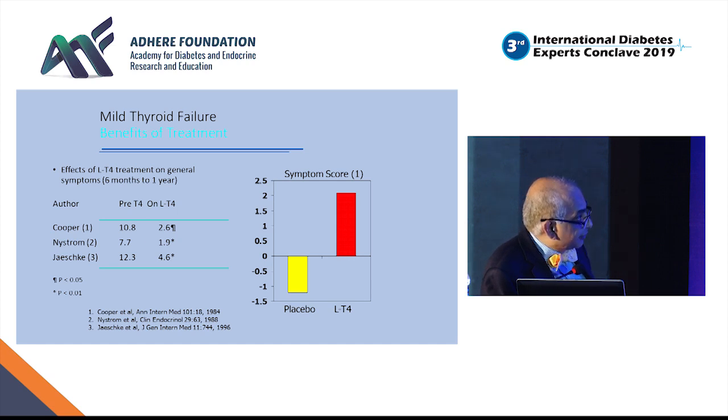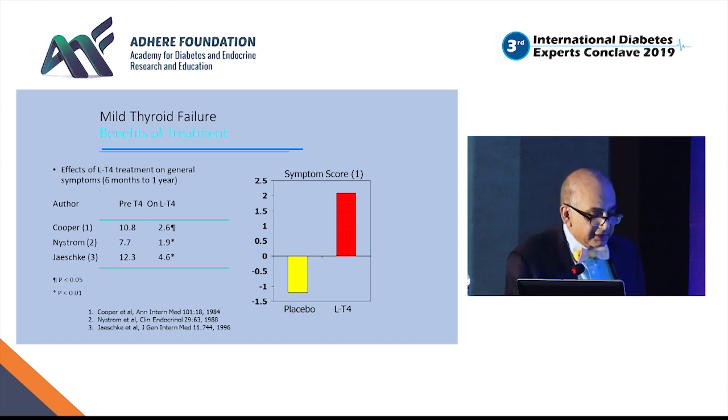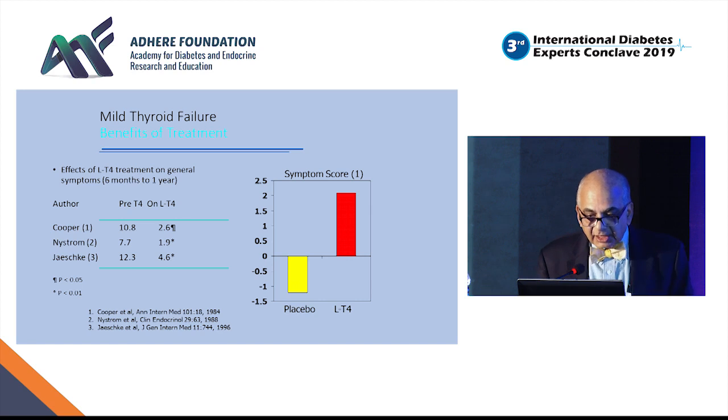If you look at the benefits of treatment, there are a number of studies looking at various symptoms, replacing for 6 months or so. Here are 3 studies, and they show that symptom scores improve. So people do feel better on replacement, but we shouldn't be treating everybody unnecessarily because there's certain degrees of risk.